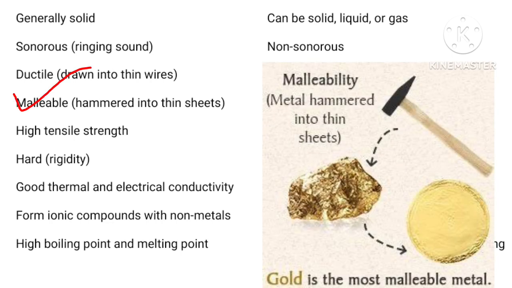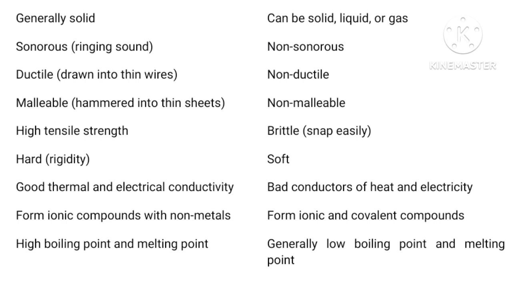Malleability is another important property of metals, that is they can be hammered into very thin sheets, and gold, as you can see on the screen, is considered to be the most malleable. That is why we have got so many gold designs jewelries, because they can be hammered into thin sheets, whereas non-metals are non-malleable.